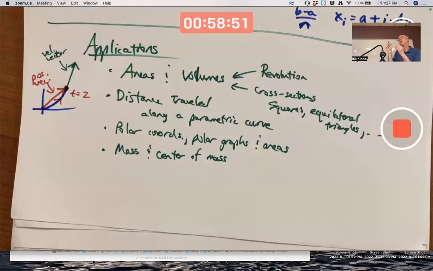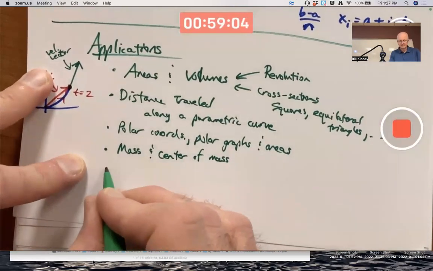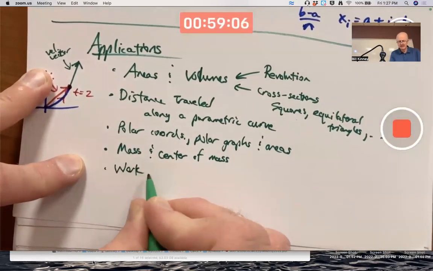That was on the last exam. Something where people did have some trouble with it. So that's something you should be able to do too. Work done by a force.